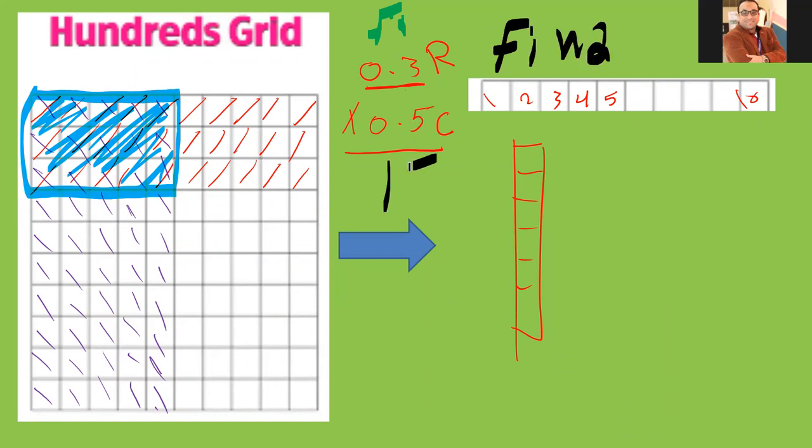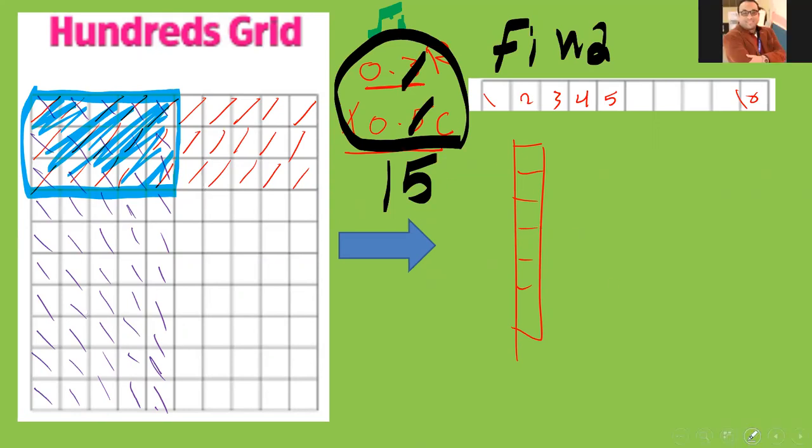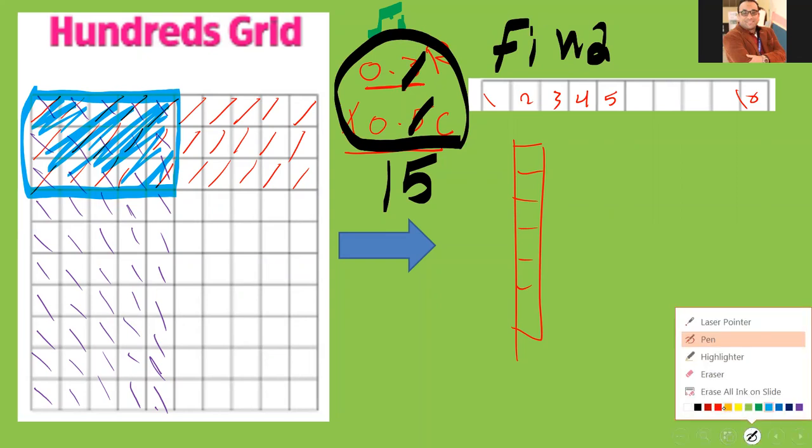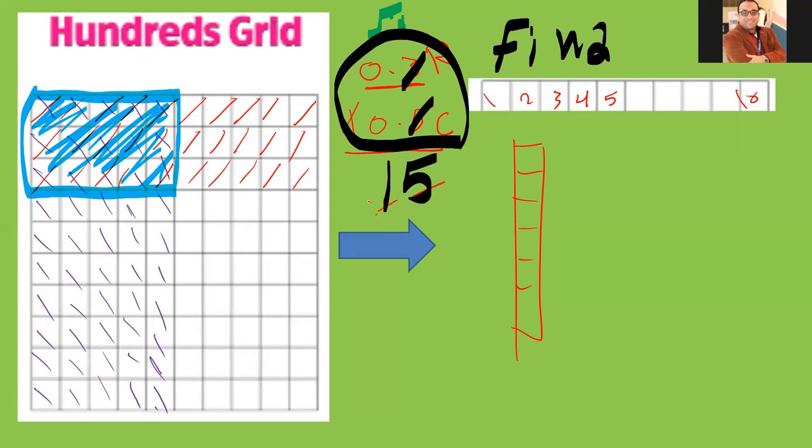3 times 5 equals 15. How many decimal places do we have up and down in the statement in all? 2. Very good. So you will move 2 decimal places from right to left. Here is 1, here is 2, put the decimal point here and put 0. So the answer is going to be 0.15. If we count the overlapping area, the small squares here, you will find 15 small squares.